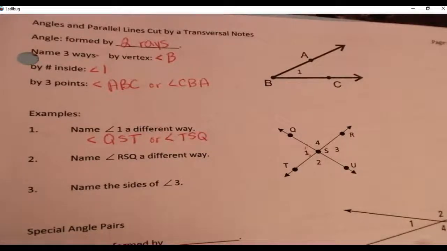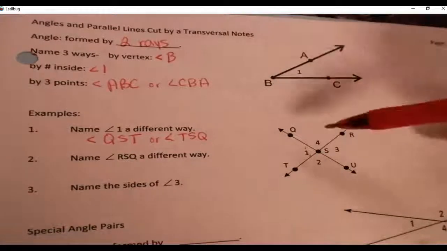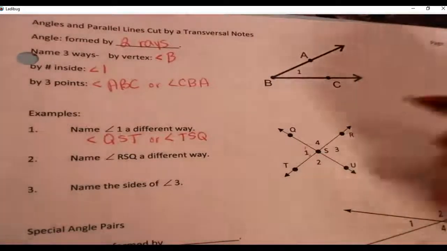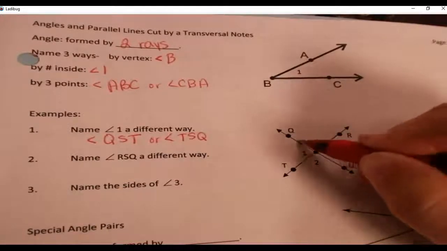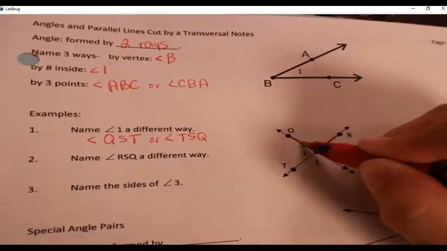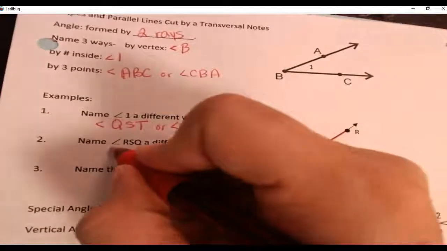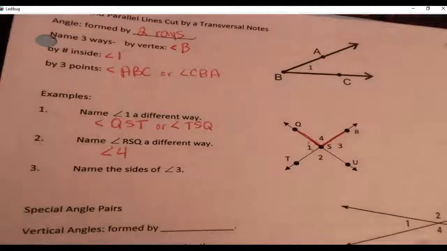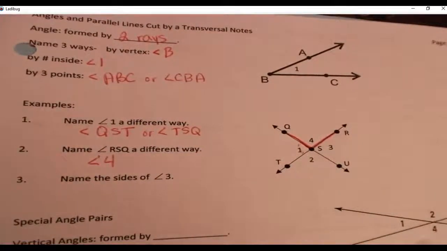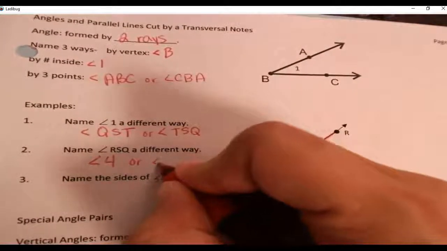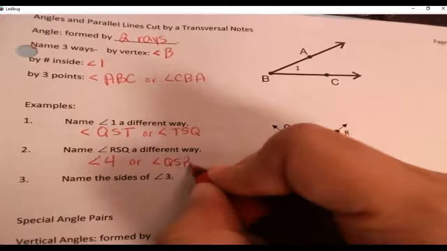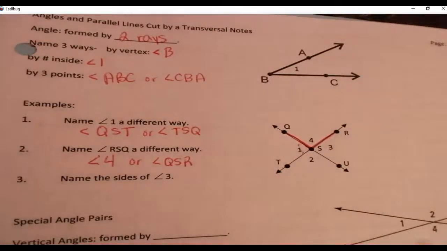Questions? Alright, so next we want to look at RSQ. RSQ is this one. How else could I name that one? Yeah, so I could just say angle 4. How else could I name it? Good, QSR. Questions?